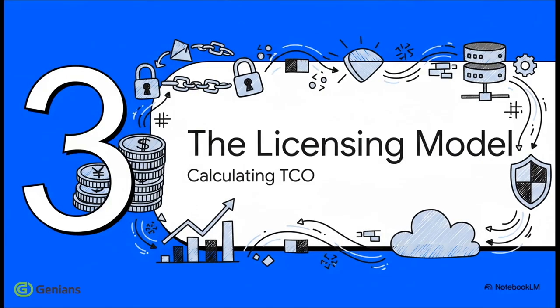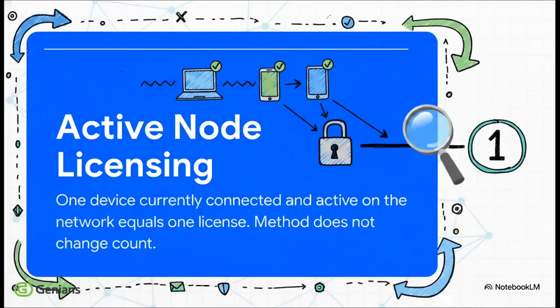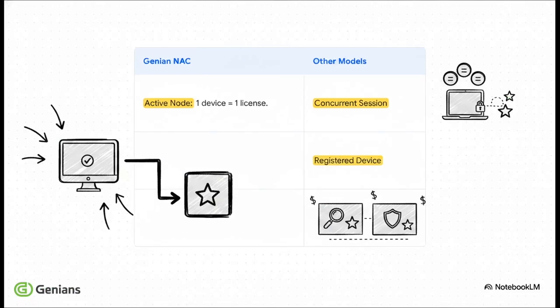Okay, let's talk about money. Next up is the licensing model and how that helps you figure out the total cost of ownership. The licensing model here is really simple. It's called active node licensing, and it means exactly what it sounds like. One device, actively connected to your network, equals one license, period. It doesn't matter which enforcement method you're using, how many policies you have, or which edition you're on. One active device is one license. It keeps accounting predictable.